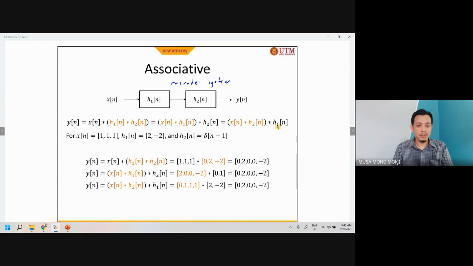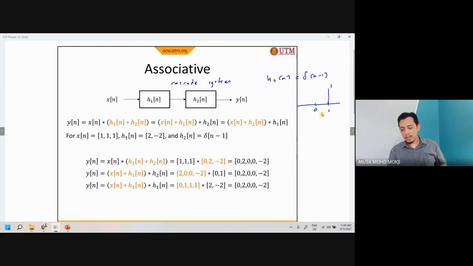Right? That doesn't matter. Okay, so let's say we have x[n] = 1, 1, 1, h1[n] = 2, -2, and then h2[n] equals delta[n-1]. Again, this is written based on the impulse signal. So what is this? When h2[n] equals delta[n-1], if you plot that, this is 0 because we have a delay of 1. So it's supposed to be here, and the value is 1. Okay, so that is actually delta[n-1].